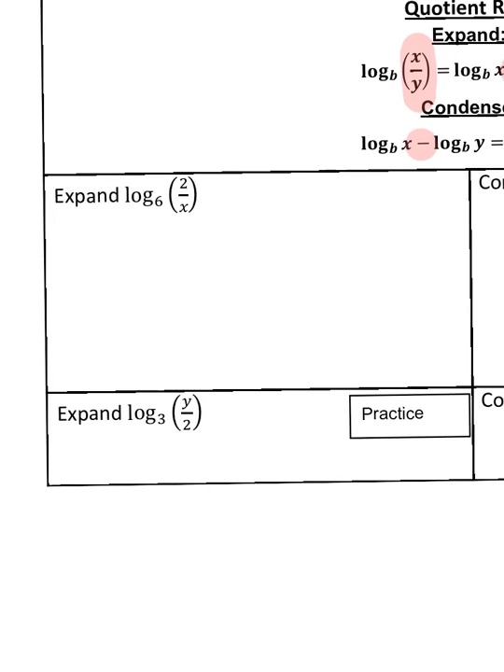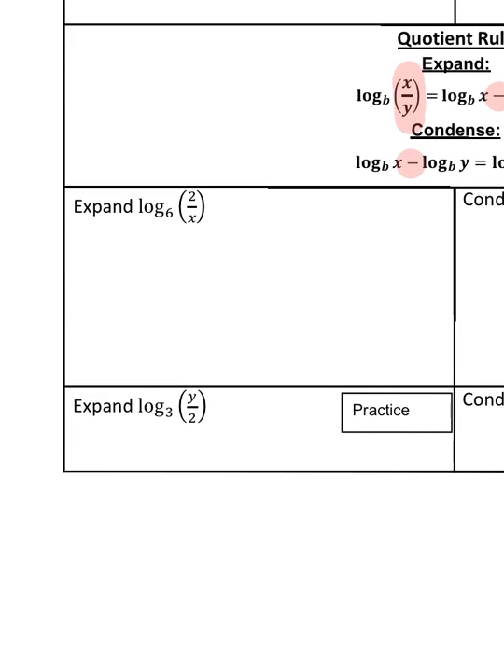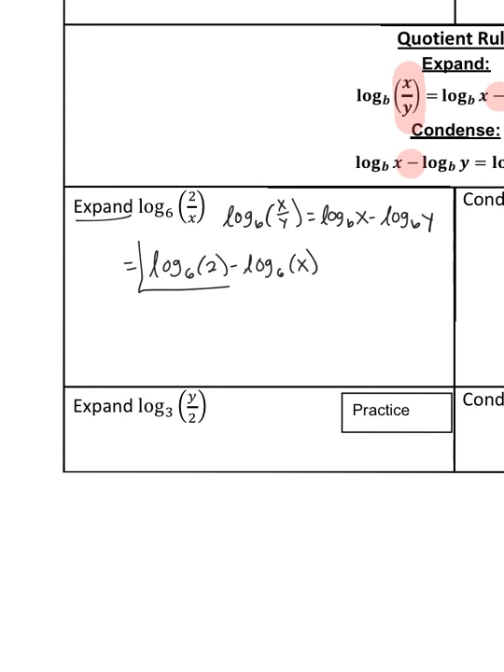So let's try the first one. So this is saying to expand. So right now, this is log base b of x over y. I want to expand this and make it log base b of x minus log base b of y. So in my example, I'm going to have log base 6 of 2 minus log base 6 of x. And that's my answer.